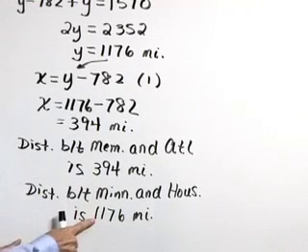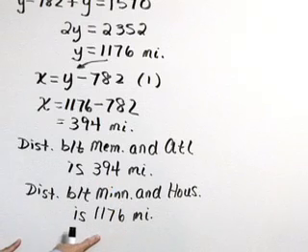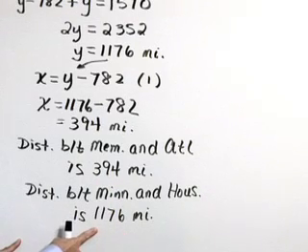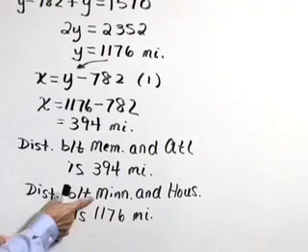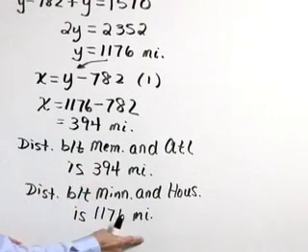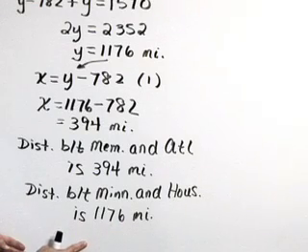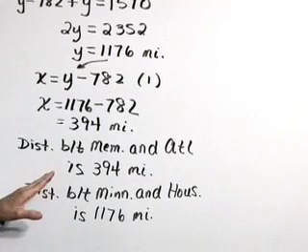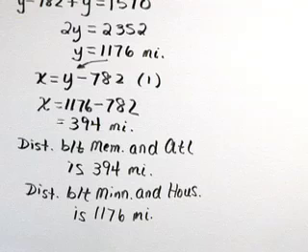If we total these two values together, we do indeed get the total given in the problem, the 1,570 miles. And if we subtract 1,176 minus 394, we do indeed get a difference of 782 miles. So we feel pretty confident then that our distance between Memphis and Atlanta is 394 miles, and our distance between Minneapolis and Houston is 1,176 miles.